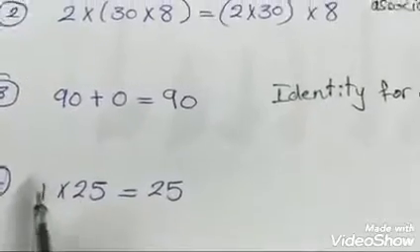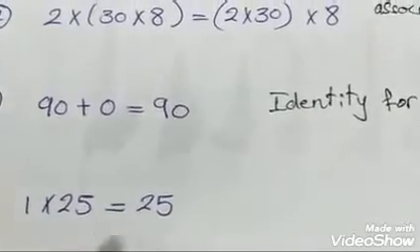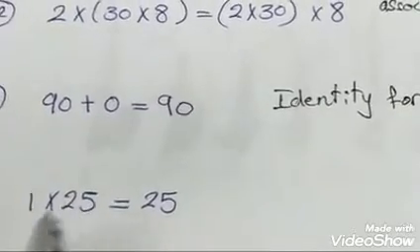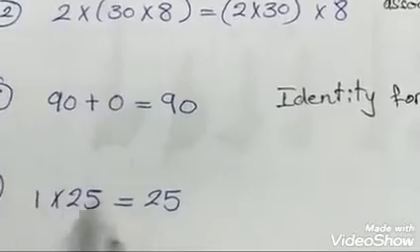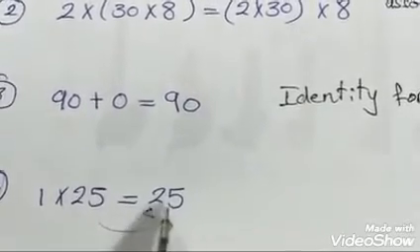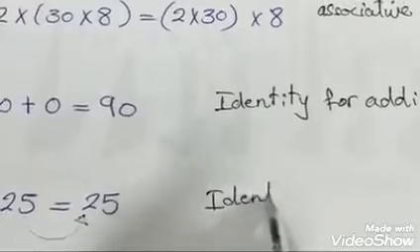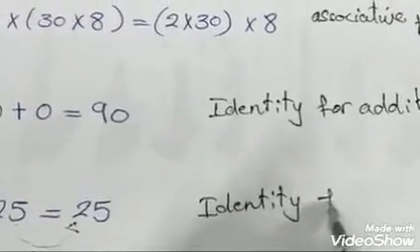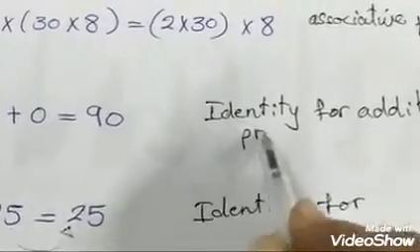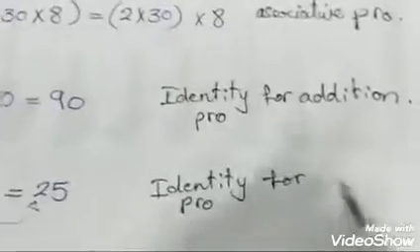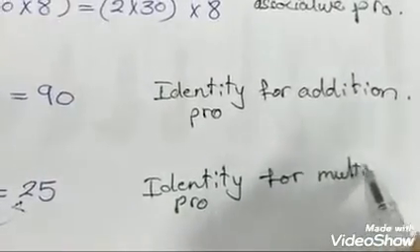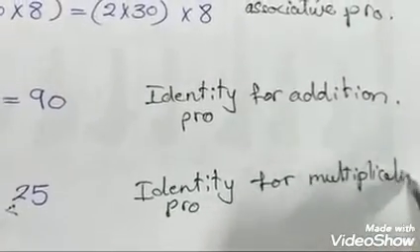The other one, 1 times 25 equals 25. If I multiply 25 by 1, it will have the same number as a product. This is the identity property for multiplication.